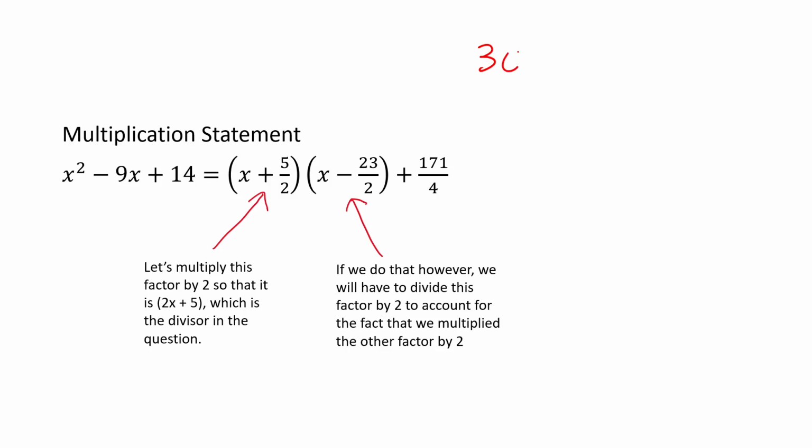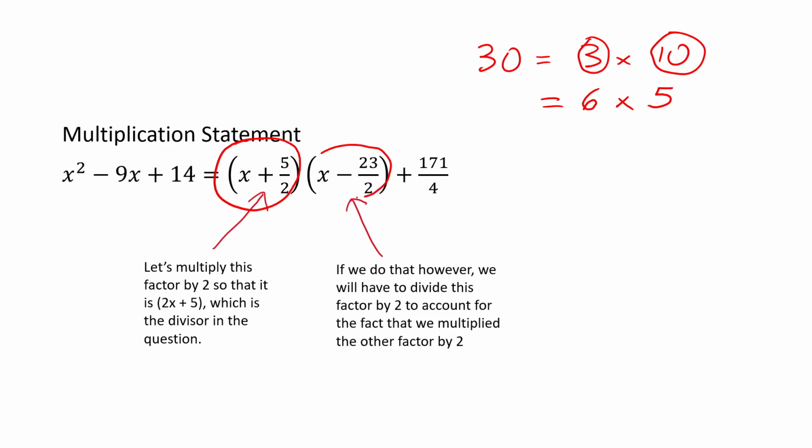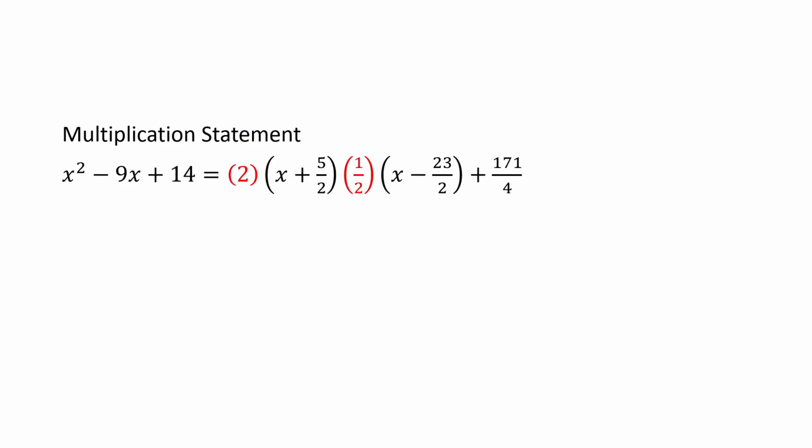Let's say, for instance, I told you that 30 is equal to 3 times 10. You'd say, okay, that's fine. Now, if I multiply this 3 by 2 and get 6, I have to divide this 10 by 2 and get 5. And I can say 30 is equal to 6 times 5. And that's correct. So if I'm going to be multiplying that by 2 to make it equal 2x plus 5, I better be dividing that by 2 to account for the fact that that's what I did a second ago. So I put a 2 there and a 1/2 there.